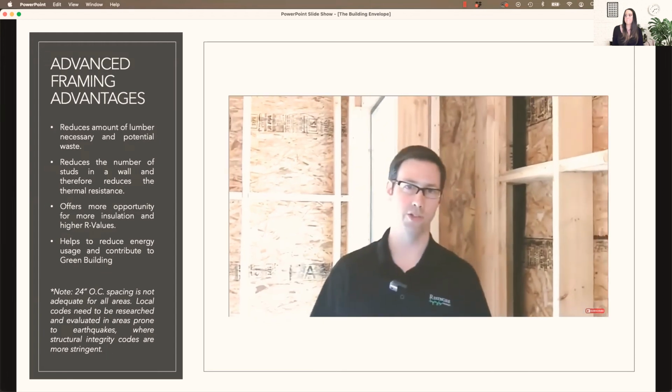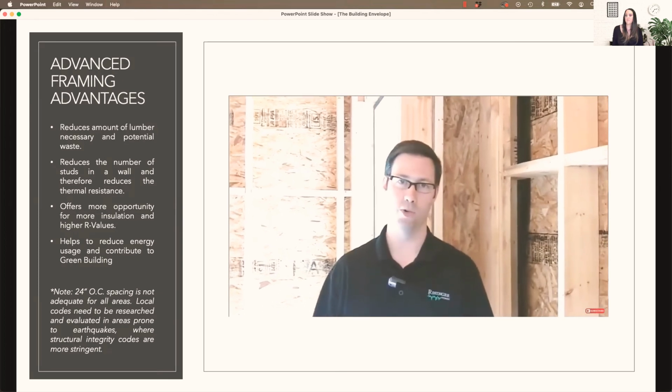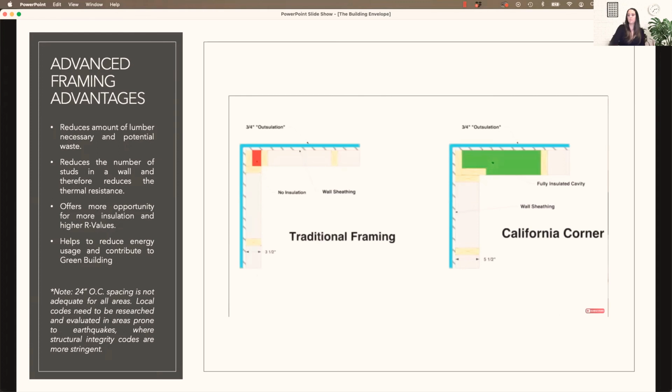So that's just a brief rundown on advanced framing. And again, the two most important things in my mind are going to 24-inch centers, doing these California corners, and then if you can switch to 2x6 construction, it makes a big difference. Really like exterior sheathing.